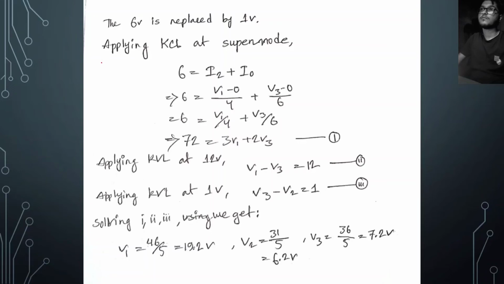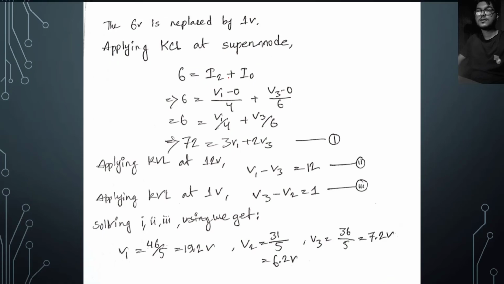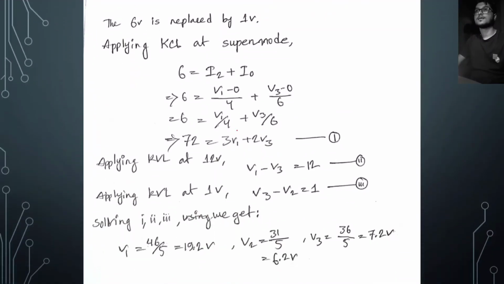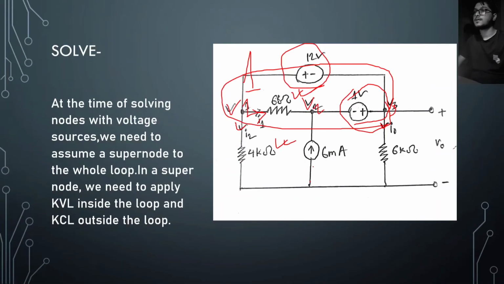As I said before, we will get a supernode. In the supernode, the KVL is inside. We will do KVL inside the supernode, and we will do KCL outside the supernode. So for the KCL, the 6 volt is as per the roll number. We have replaced the 6 volt with 1 volt. Then for the supernode, 6 is equal to I2 plus I0, because 6 ampere is going inside and I2 and I0 are going outside.